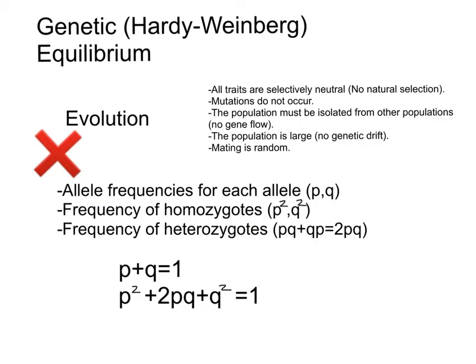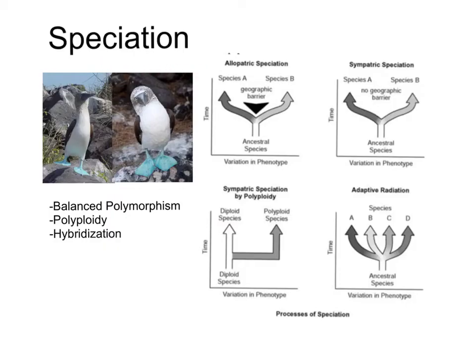Genetic equilibrium is when there is no evolution and allele frequencies in a population remain constant. All of these conditions hold, and these are some of the important values and equations used to determine genetic equilibrium. Speciation is the formation of new species by either allopatric speciation, when a population is divided by a geographic barrier, or sympatric speciation, when a new species can arise because of balanced polymorphism, polyploidy, or hybridization.